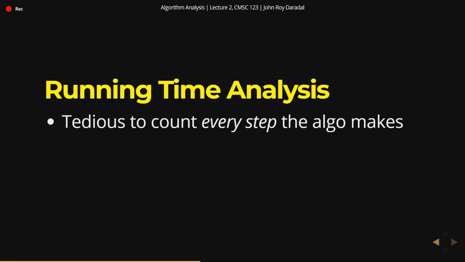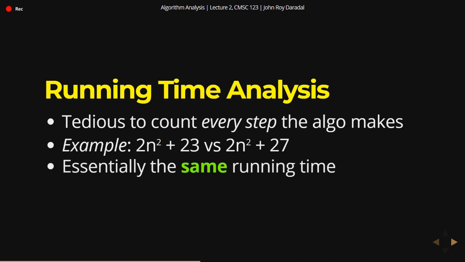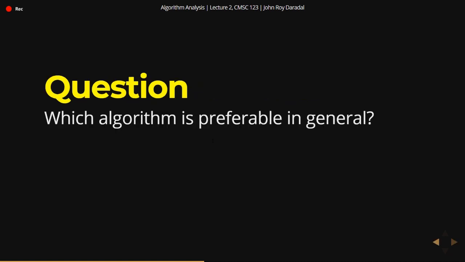Now, in our analysis earlier, we noted that it's still tedious to count every step that the algorithm makes. For example, if you have a running time of 2n squared plus 23 and another running time of 2n squared plus 27, it's only a difference of 4 time steps. So we can say that they're essentially the same running time, right? So only a difference of 4 time steps. Maybe we don't care about that.